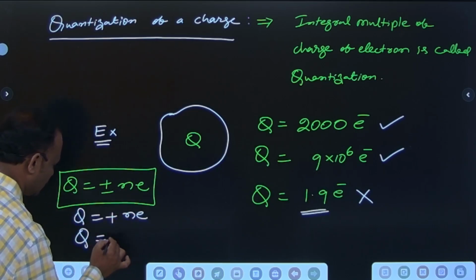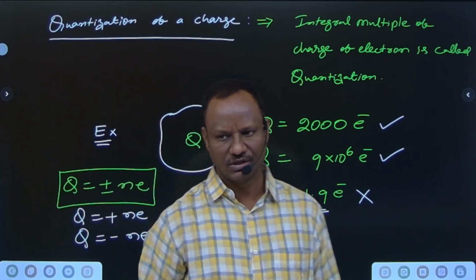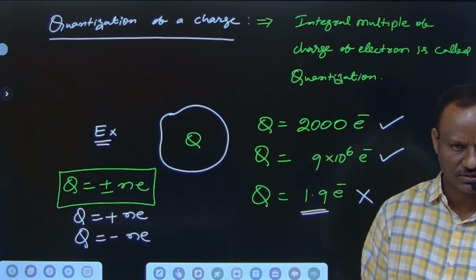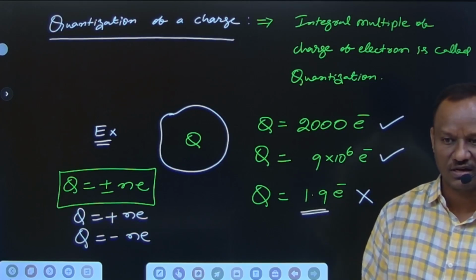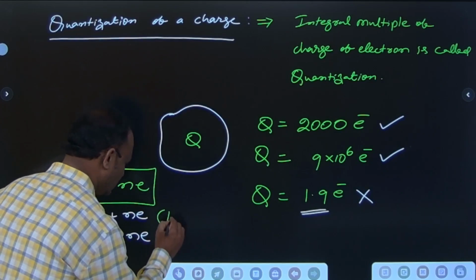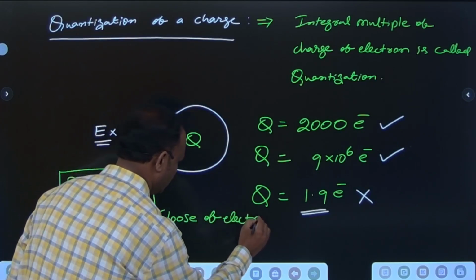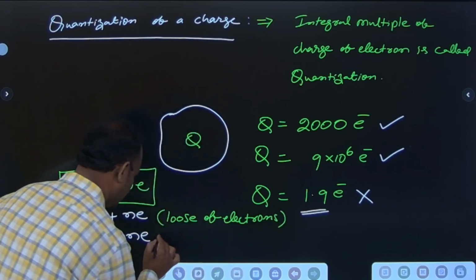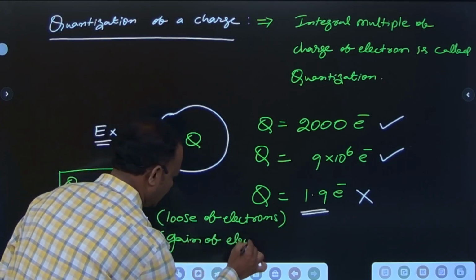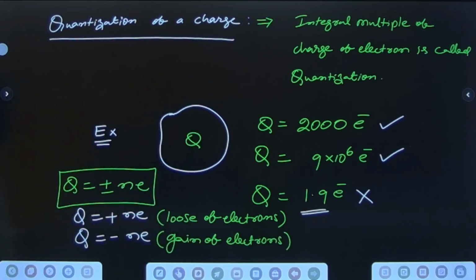Q is equal to minus Ne. If a body has Q equal to plus Ne, what does plus mean? Positive charge. Positive charge means it's a loss of electrons or gain of electrons? Loss of electrons. And minus is a gain of electrons. Loss of electrons or gain of electrons.